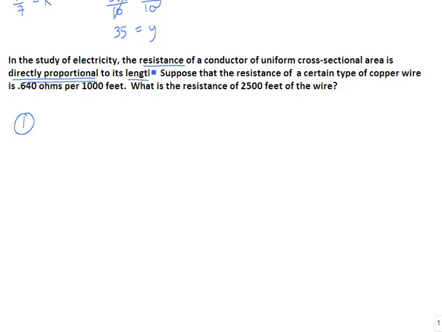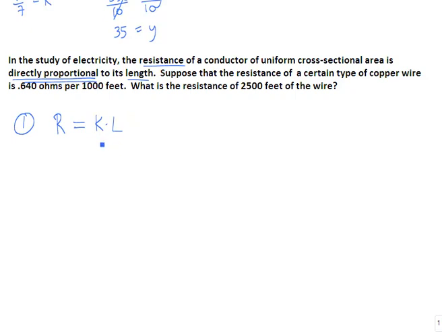So remember, whichever variable is listed first, which in this case was resistance, is on the left side of your equals. Whatever variable is listed second, which in this problem was length, is what gets multiplied by your k. So our resistance is directly proportional to its length. So R equals k times L. So that's the overriding formula that we're going to use.